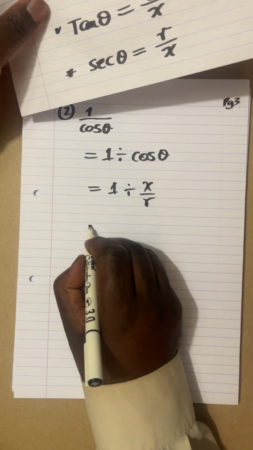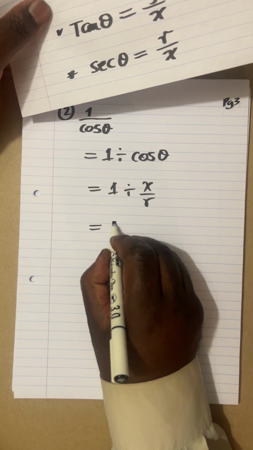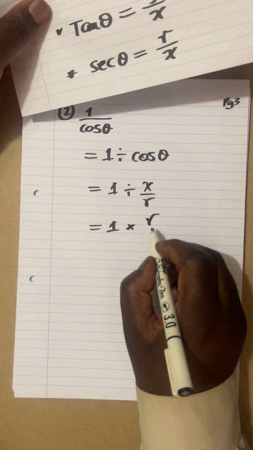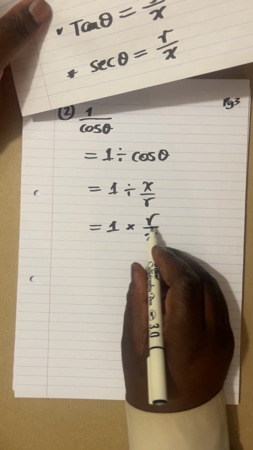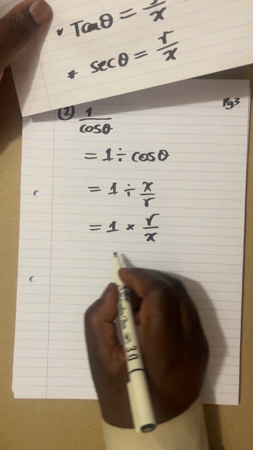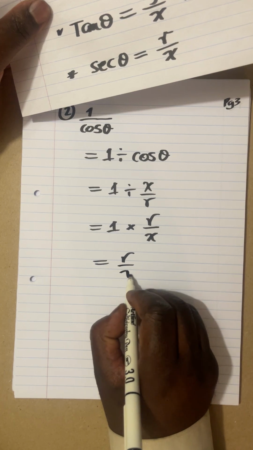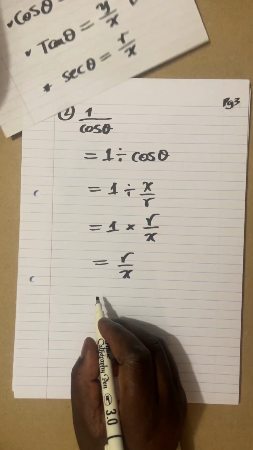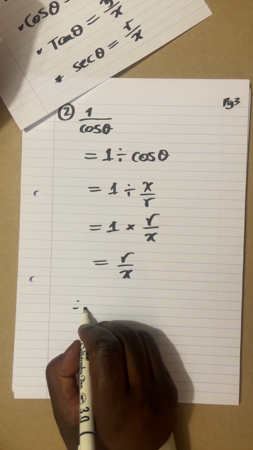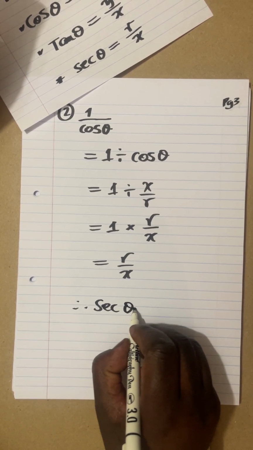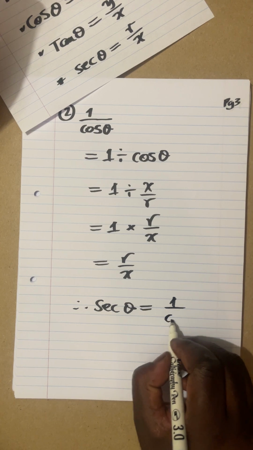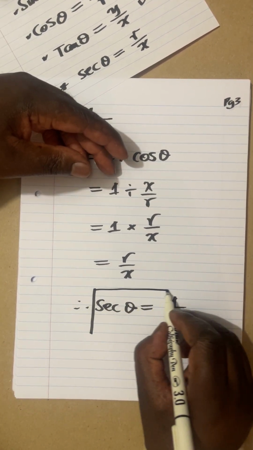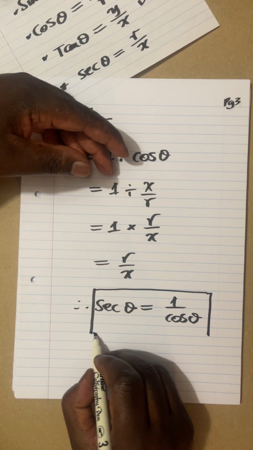If you treat this as a dividing fraction, you're going to have a multiplication sign here, and that fraction reciprocates. So this is what you have. And what is 1 times r over x? The answer is r over x. And if you look at the definition of secant, it's just r over x. So this is result number 2. We can say, therefore, secant theta is actually 1 over cosine theta. Result number 2, very critical. Please remember this. We're going to come to this again.